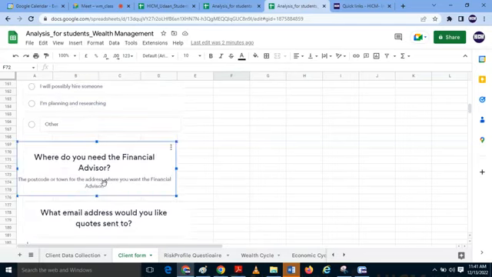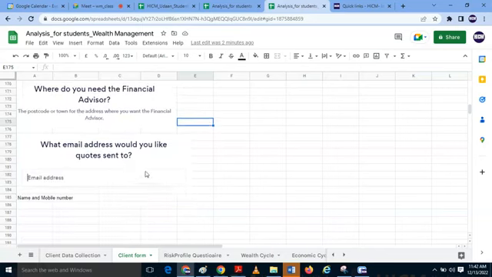Where do you need the financial advisor? If you put this in your questionnaire, which is your town name, it is a little bit lengthy, but it will give you a brief about the client. And then with their email and address, there is no need to type everything. Just tick everything and go.